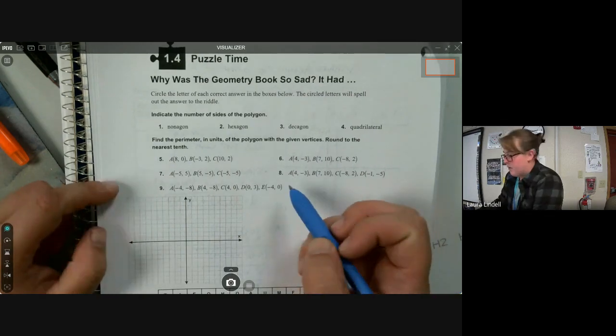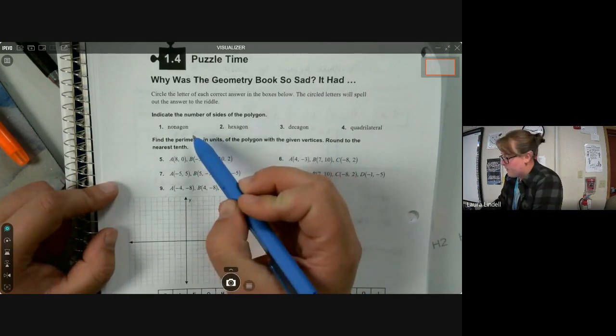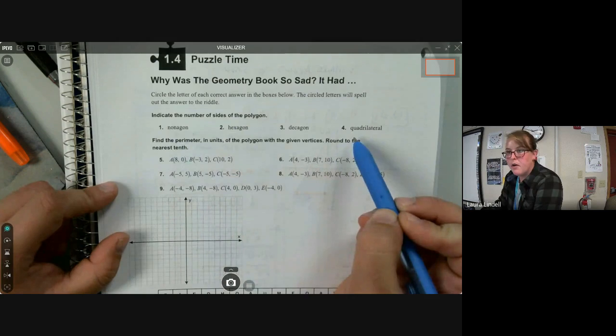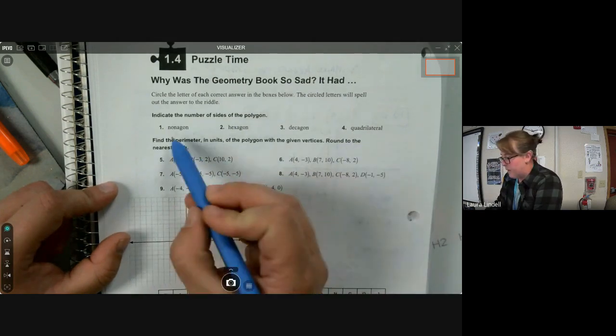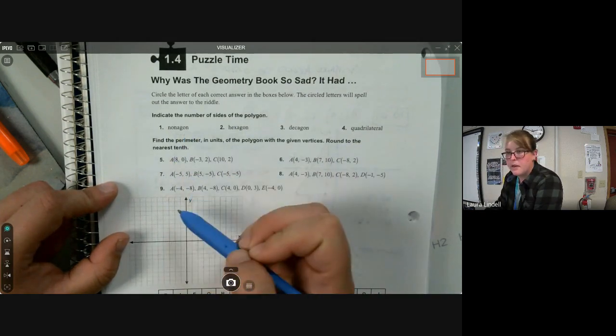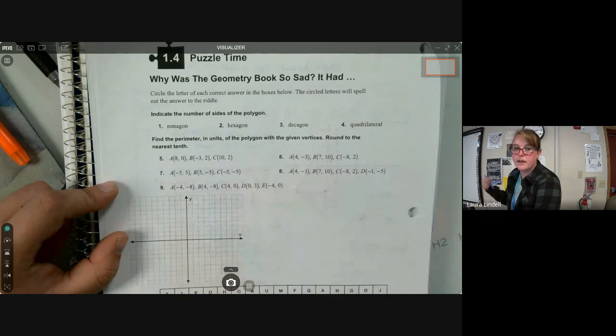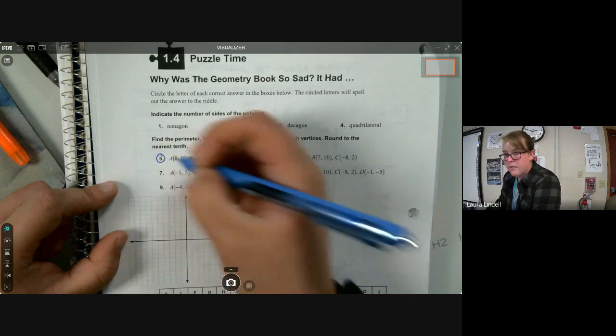All right, and so the first four, I'm going to let you do on your own. Based on the name of the shape, tell me the number of sides of the polygon. That's from something we did yesterday. So for today, we're going to start with number 5.